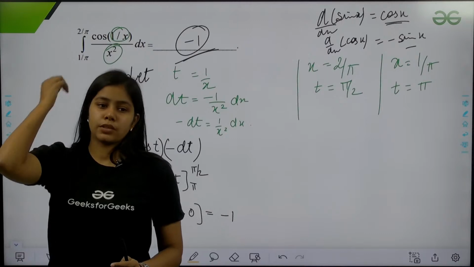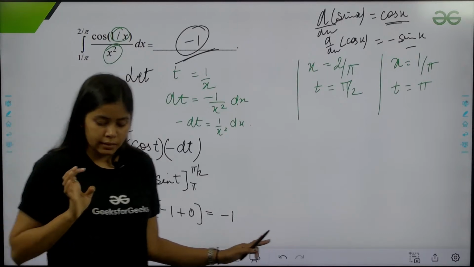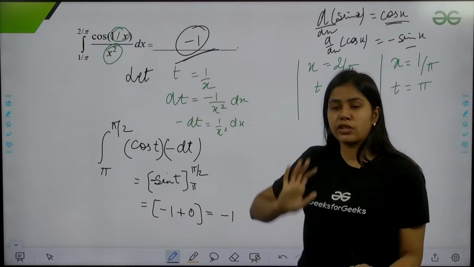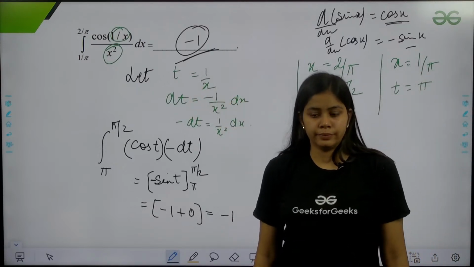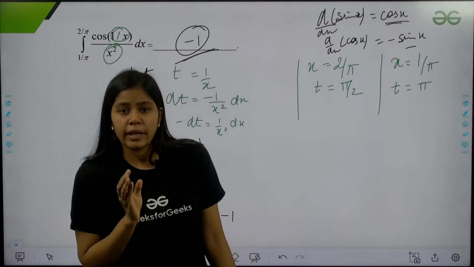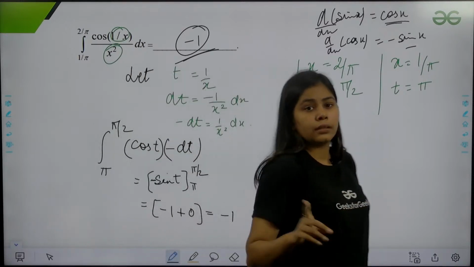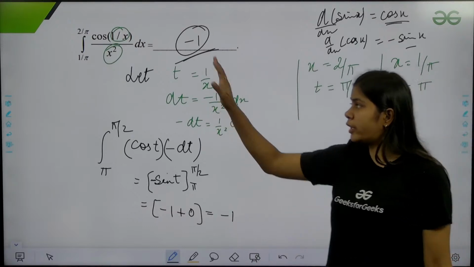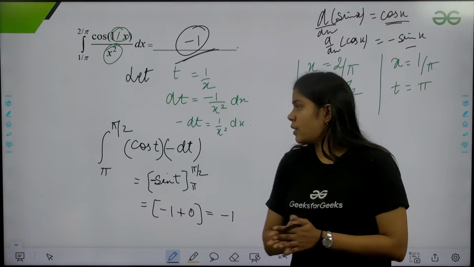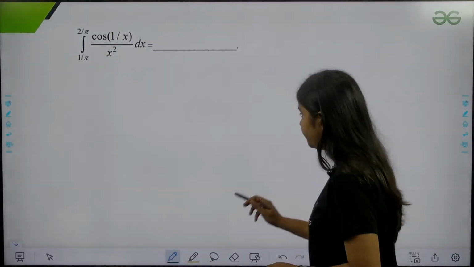Any confusion guys in this question? This one was easy, right? You just have to use the substitution method, and what you have to keep in mind is that you also have to change the lower limit and upper limit at the same time, right? Okay, so let's see the next question.